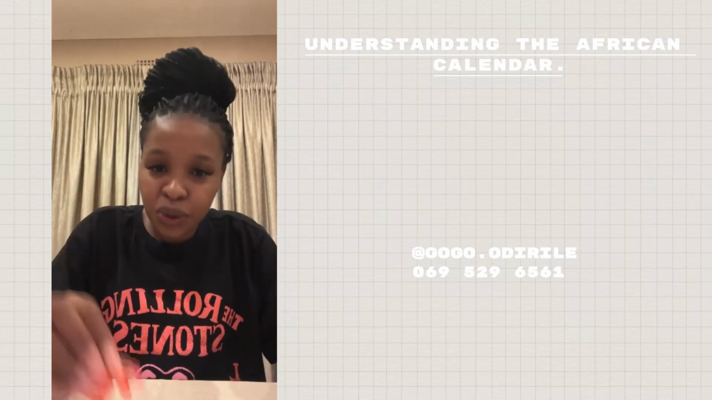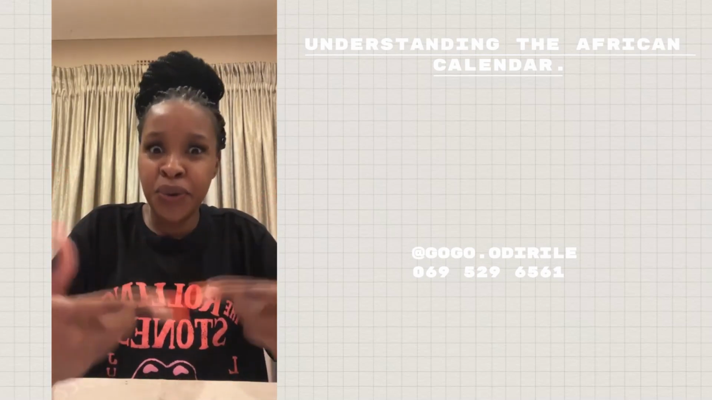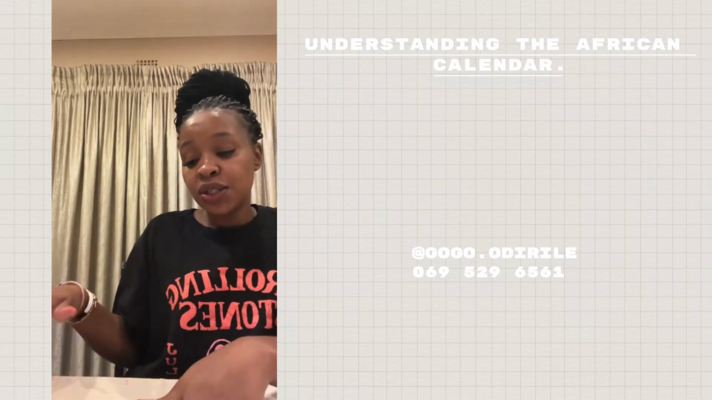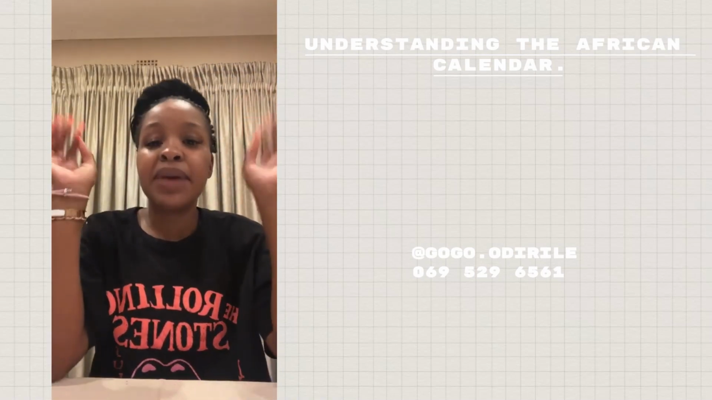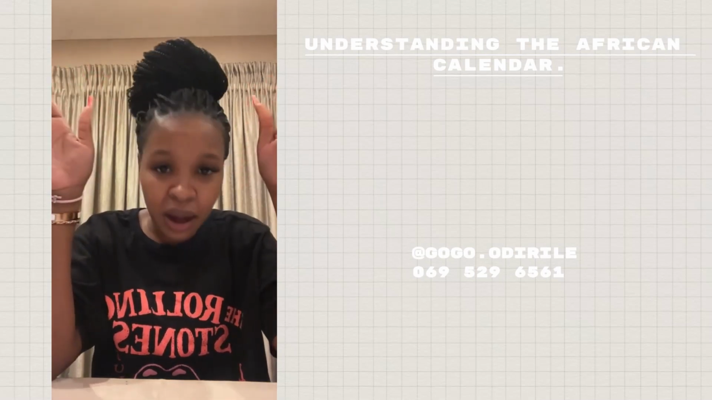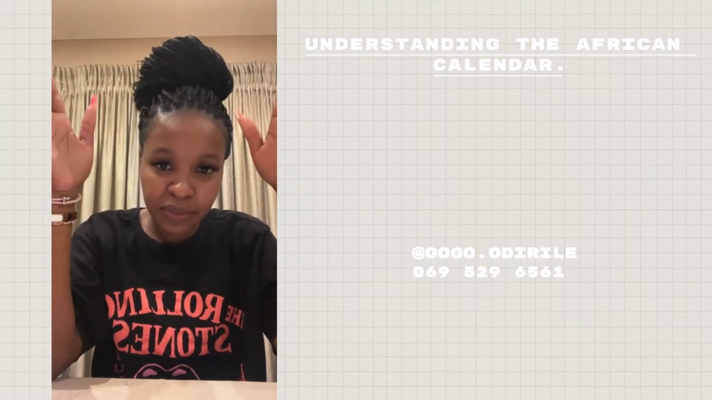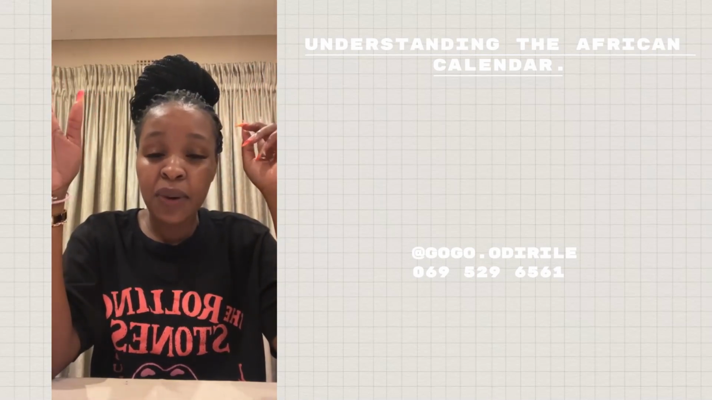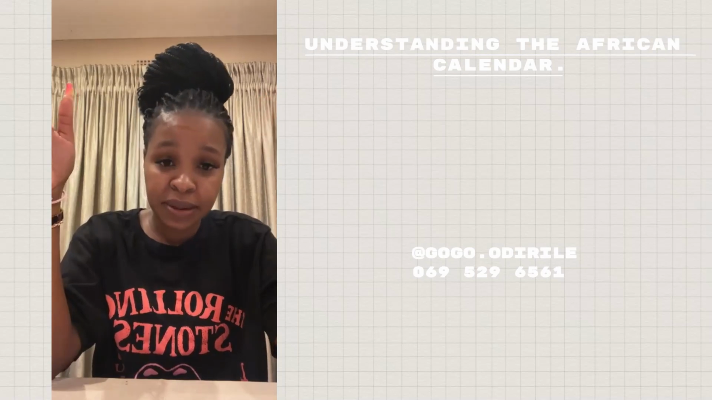I'm going to tell you a little story so that as I go, you have those aha moments. Let's imagine that you have a farm. I have a farm, you have a farm, right? And we're starting off our African New Year, which is the 23rd of September.